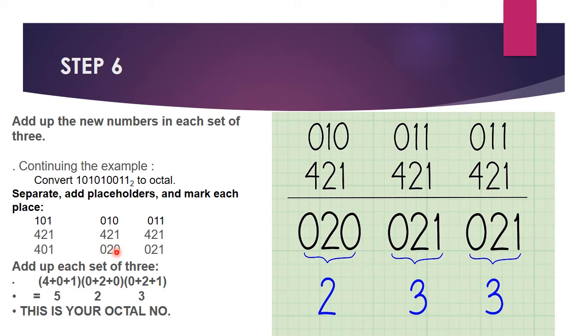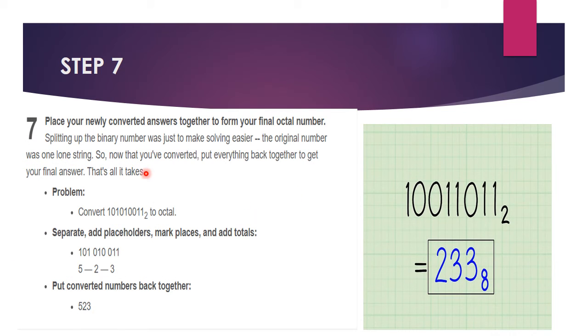And now 0 plus 2 plus 0 is how much? It is equal to 2. And now 0 plus 2 plus 1 is equal to how much? 3. So now this is your required octal number, which is your octal number 233. So now you can place your newly converted answer together. Now you will write this together, and then your base is 8, because the base of an octal number is 8. So now look over here, this also after converting you got 523, and now you can put this together, and then your base over here in this also is 8.